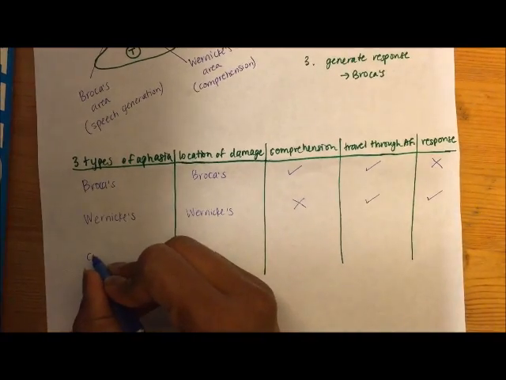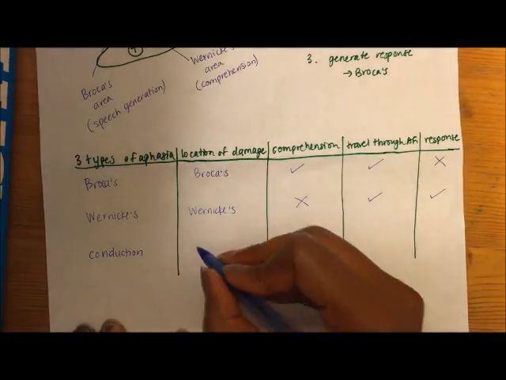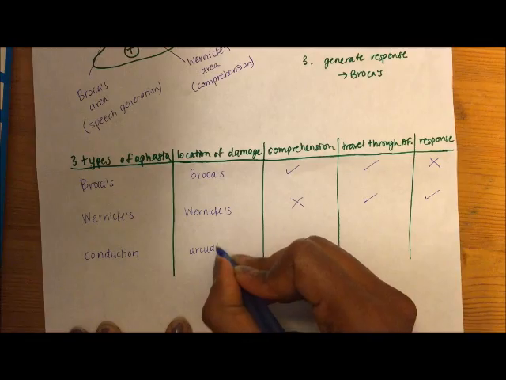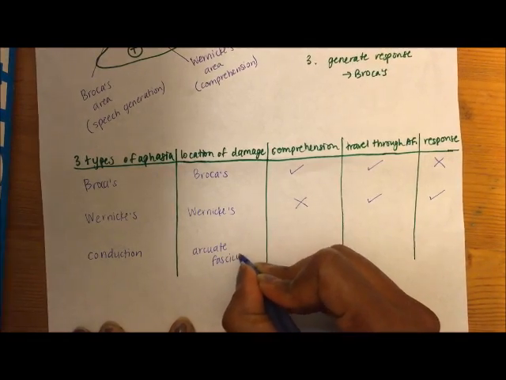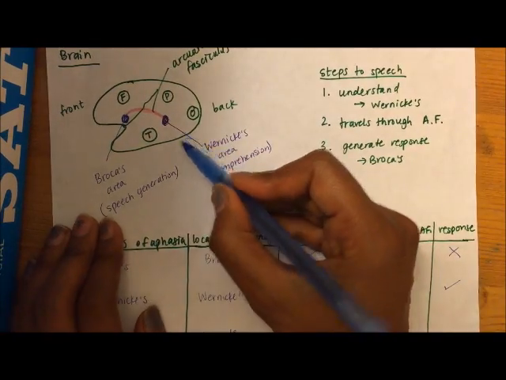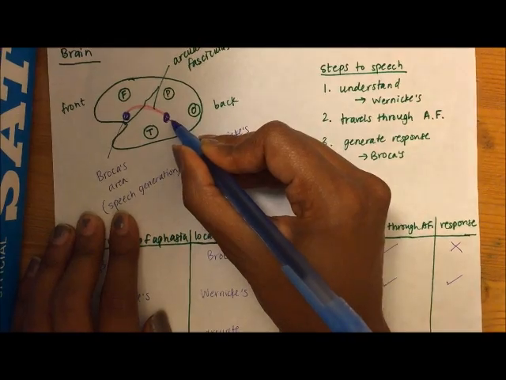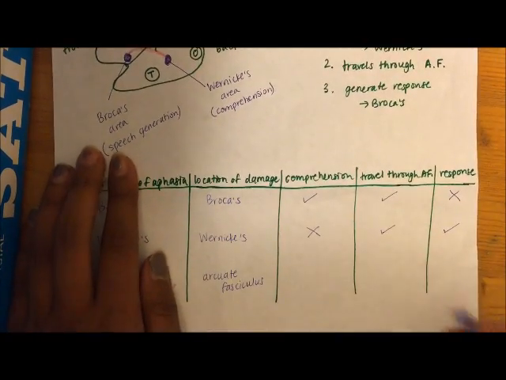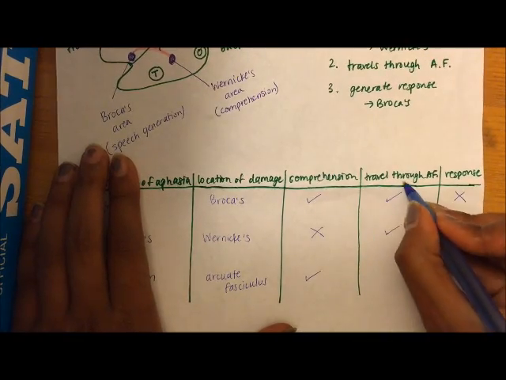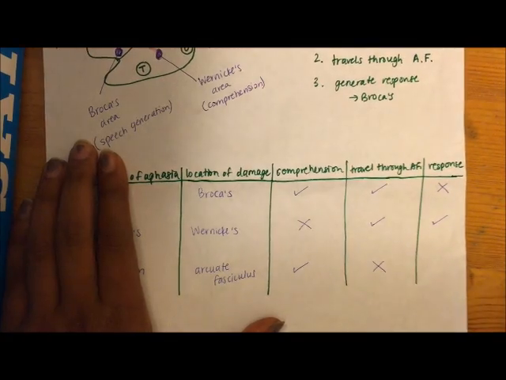And the third one sort of involves both. So this one is called conduction aphasia. And that's going to have some kind of damage, probably somewhere in the arcuate fasciculus, because that's what connects the two. So if you think about it, let's go back to this diagram over here. If you have damage anywhere in these red fibers, technically your Wernicke's area is okay. Therefore, your comprehension might be just fine. However, you're obviously going to have problems traveling through your arcuate fasciculus, so this is not going to be okay.